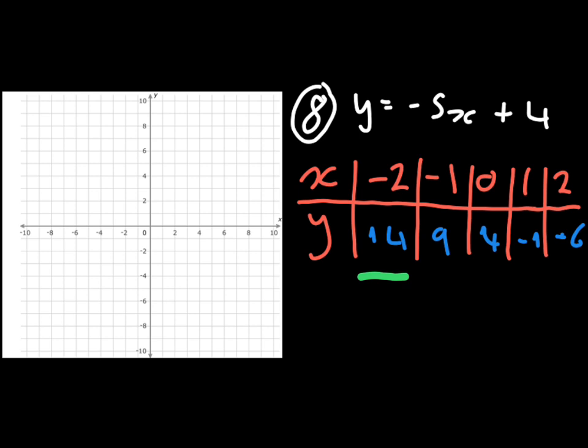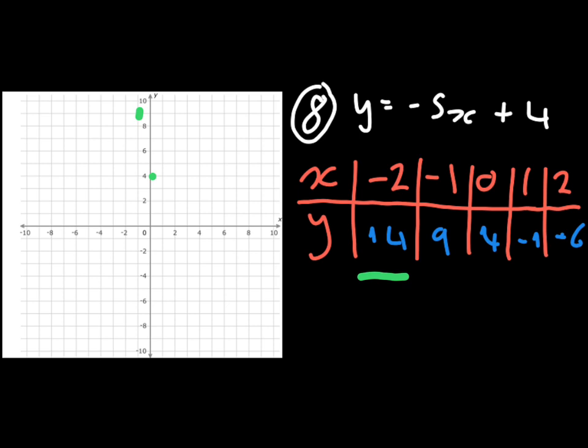So, with that being said, we will start with point number 2, which is -1 and 9, and that will be over there. Next we have 0 and 4. After that we have 1 and -1. Then lastly, we have 2 and minus 6.